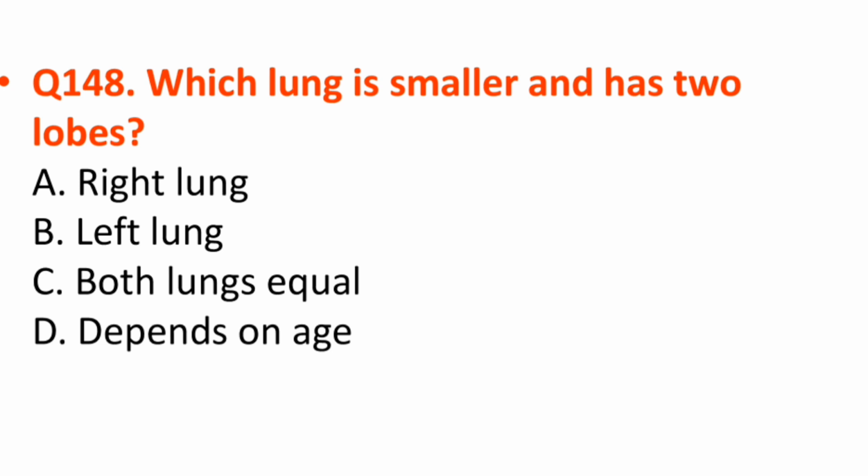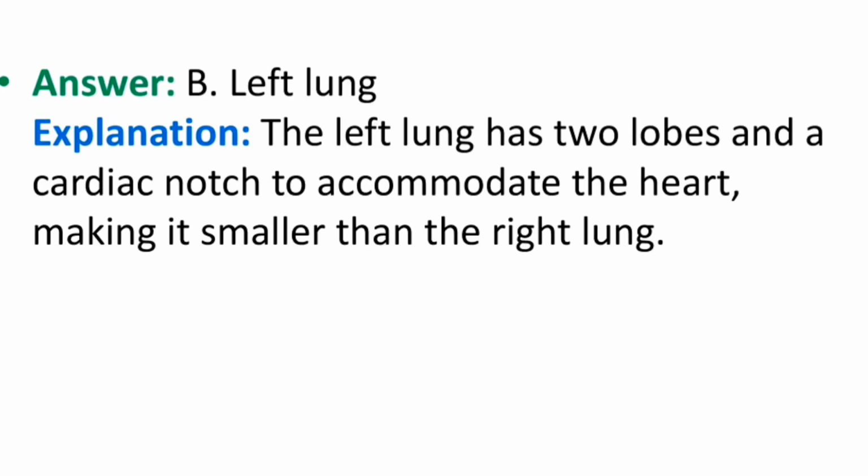Which lung is smaller and has two lobes? Option A, right lung. Option B, left lung. Option C, both lungs equal. Option D, depends on age. The correct answer is option B, left lung. The left lung has two lobes and a cardiac notch to accommodate the heart, making it smaller than the right lung.